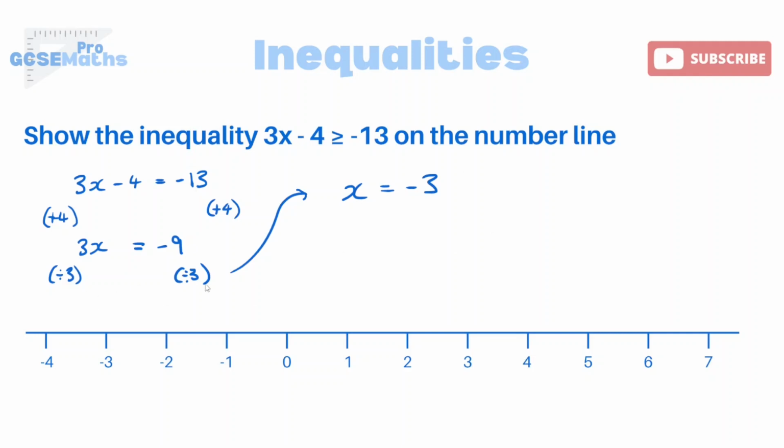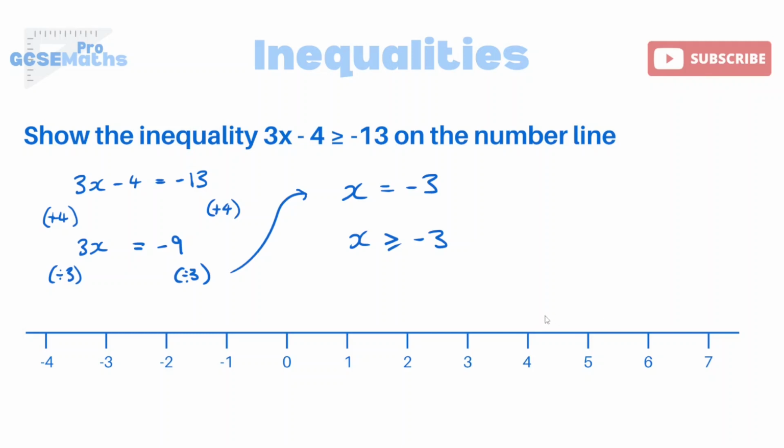Now, I haven't divided or multiplied by any negatives, so I don't need to change the symbol. I'm just going to copy the direction that I had the symbol previously. It was facing the x. It also had an equals part, but now I've got minus 3. So now we've got x is greater than or equal to minus 3.